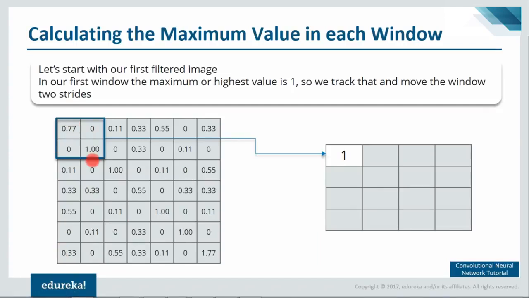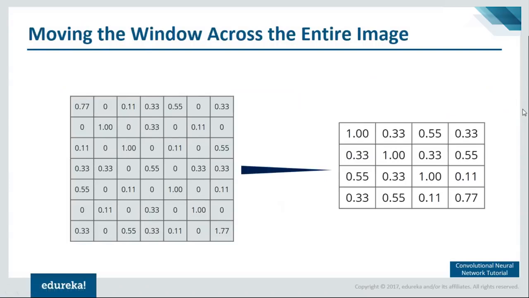So when we keep this window at this particular position, we see that 1 is the highest value. So we are going to keep 1 here. And we are going to repeat the same process for this particular window as well. So over here the maximum value is 0.33, so 0.33 will come. So if you notice here, earlier we had a 7 cross 7 matrix and now we have reduced that to a 4 cross 4 matrix. So after doing that for the entire image, we have got this as our output.